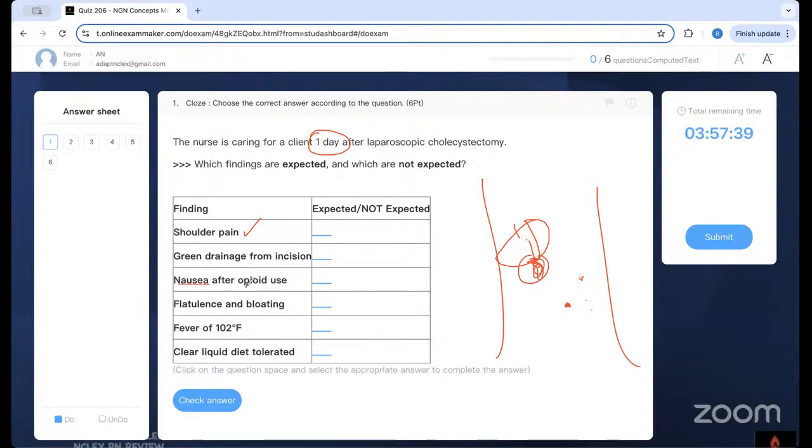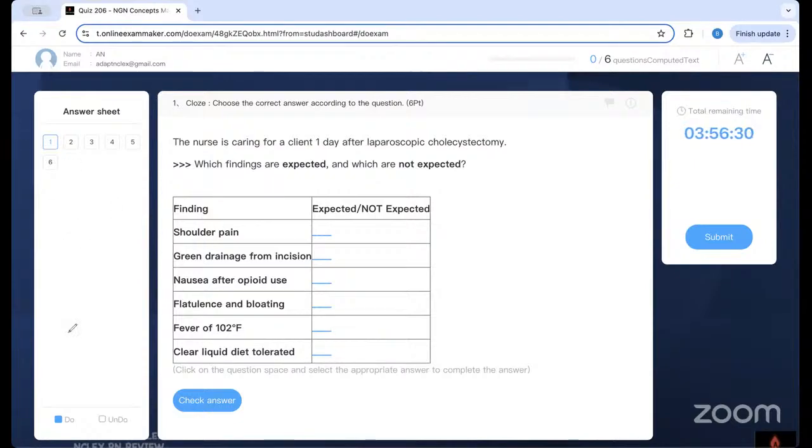If you give them opiate, do you expect them to have nausea, right? Do they have flatulence or bloating immediately after the surgery? Should their temperature be 102? Is that something you should expect post cholecystectomy? And do you expect them to be on a clear liquid diet? That's all. This is a classic GI question.